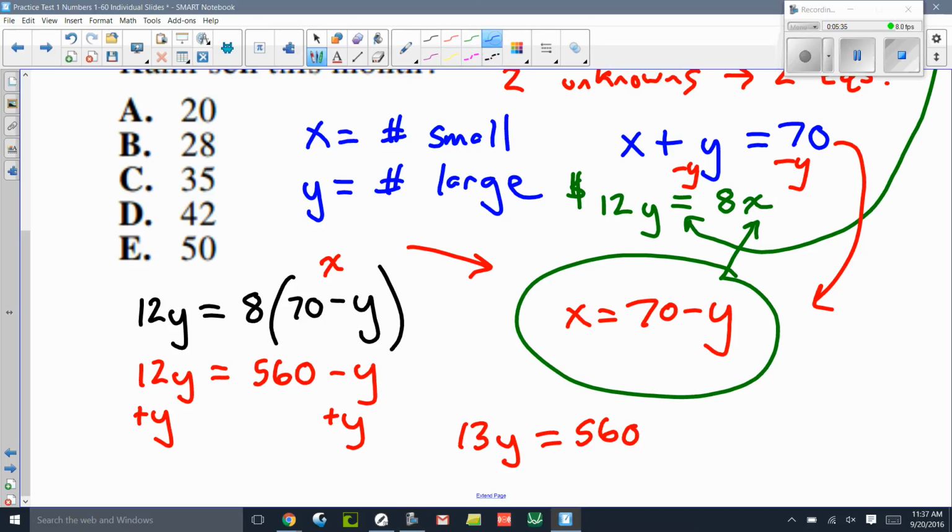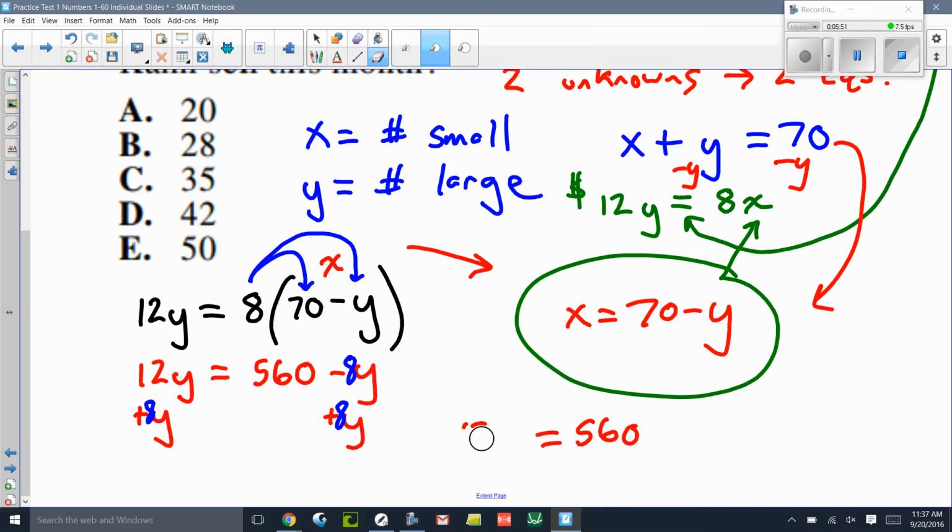You'll see right here I made a mistake. When we distribute, we have 8 times 70 is 560, and 8 times negative y should be minus 8y. So to solve this, we're going to add 8y to both sides. We don't end up with this mess over here. We end up instead with 12 plus 8 is 20. Y equals 560.